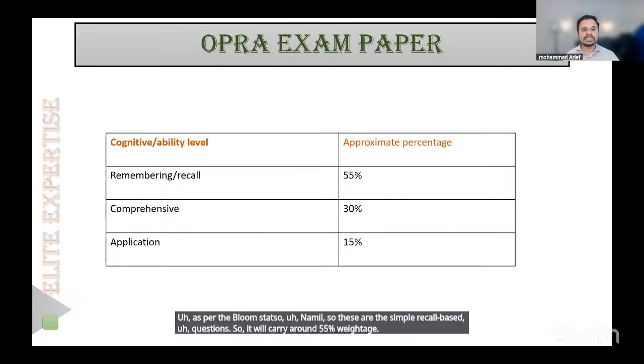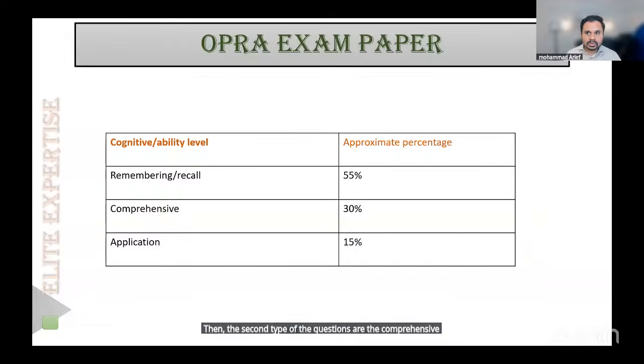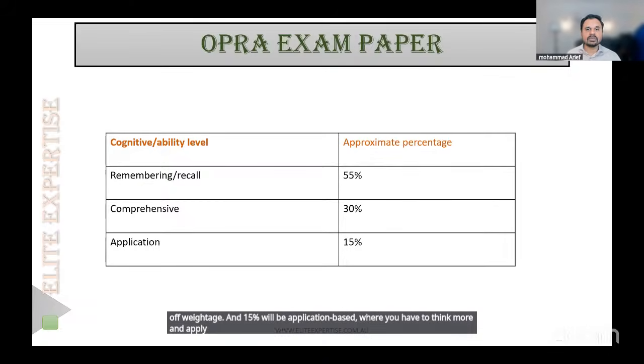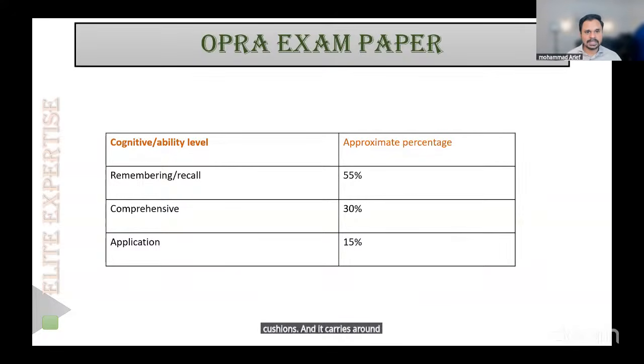Then the second type of questions are comprehension based. Here you have to think a bit in order to answer the question. There won't be any straightforward questions, so you have to think a bit, and these carry around 30% weightage. And 15% will be application based, where you have to think more and apply all the knowledge that you have learned. Only then can you answer these questions. They carry around 15% weightage.